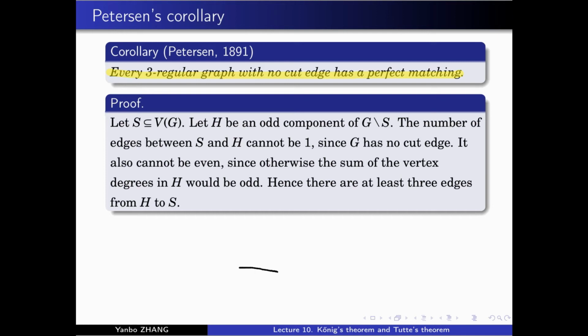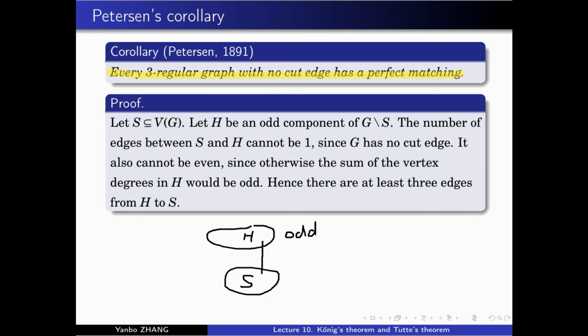For any subset S of V(G), let H be an odd component of G minus S. This is an odd component. The number of edges between H and S cannot be 1. If there's only one edge between H and S, then this edge is a cut edge, but G has no cut edge. So the number of edges between H and S cannot be 1.